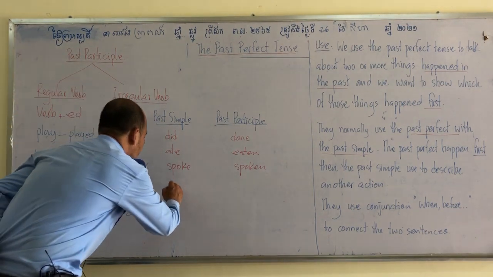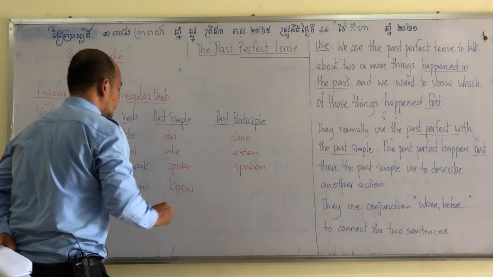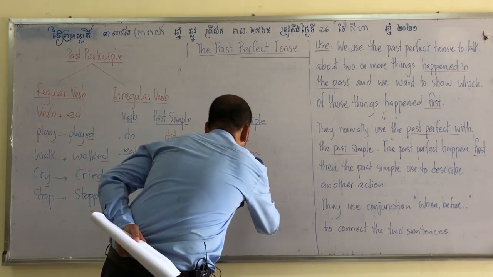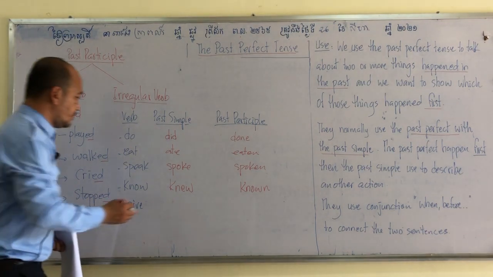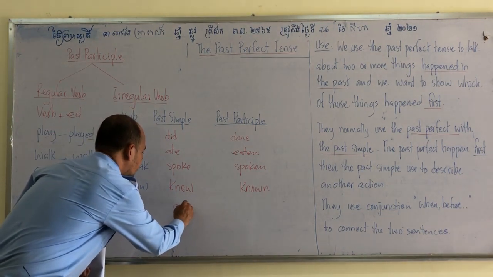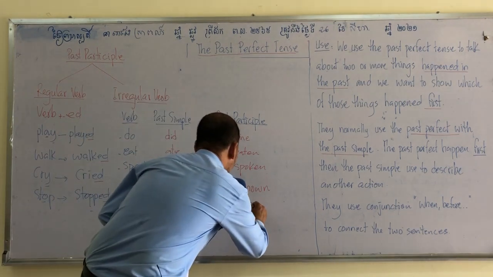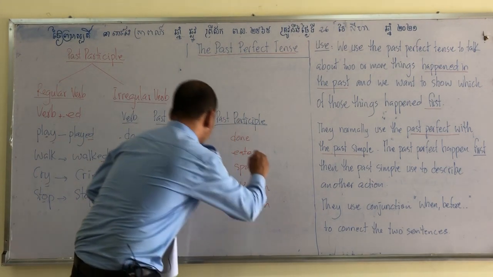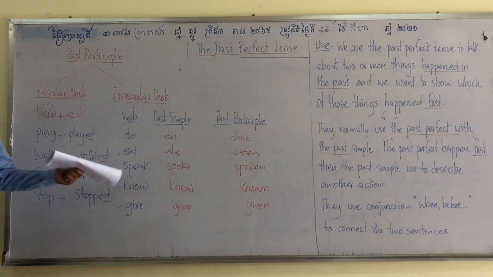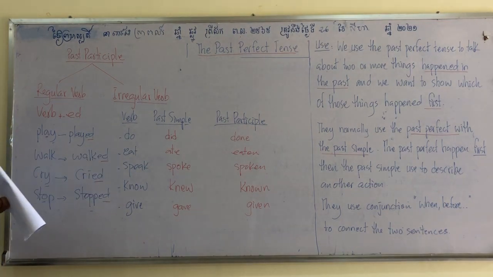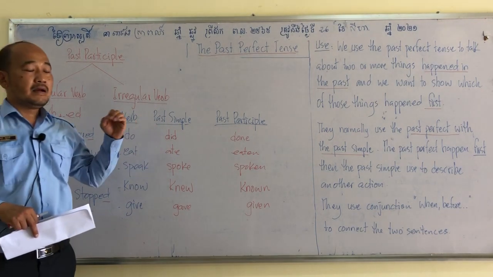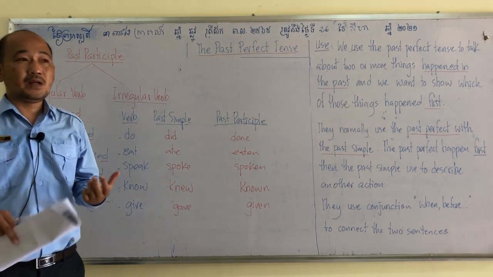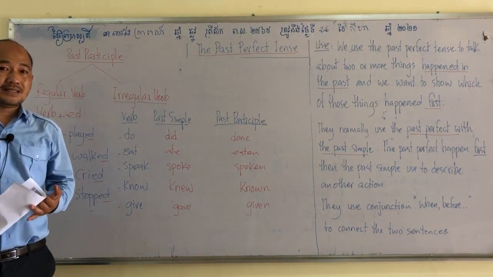Know, knew, known. Give becomes gave, and the past participle is given. Give, gave, given. Now you understand about the past participle, right? We use the past participle only with perfect tenses, for example present perfect or past perfect.